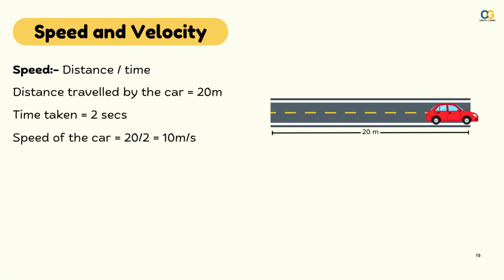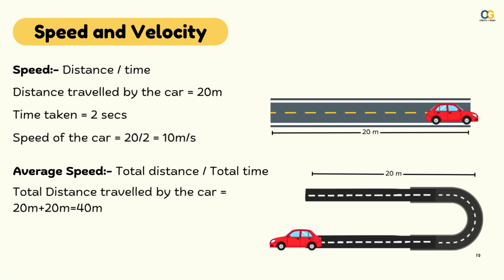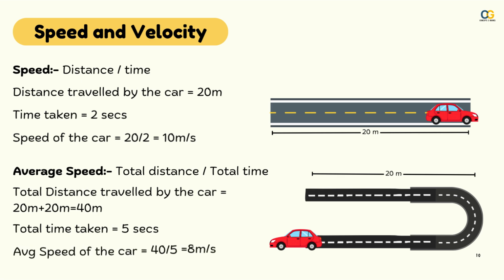When you travel different path lengths, we try to calculate the average speed, where we calculate the total distance and the total time taken in the entire journey. So in this case, if the car is going straight and takes a U-turn and returns back to the point, the total distance traveled by the car will be 20 plus the other 20, which is equal to 40 meters. And the time taken for this, let's say, is 5 seconds. Then the average speed of the car in the journey would be equal to 40 by 5, which is 8 meters per second.